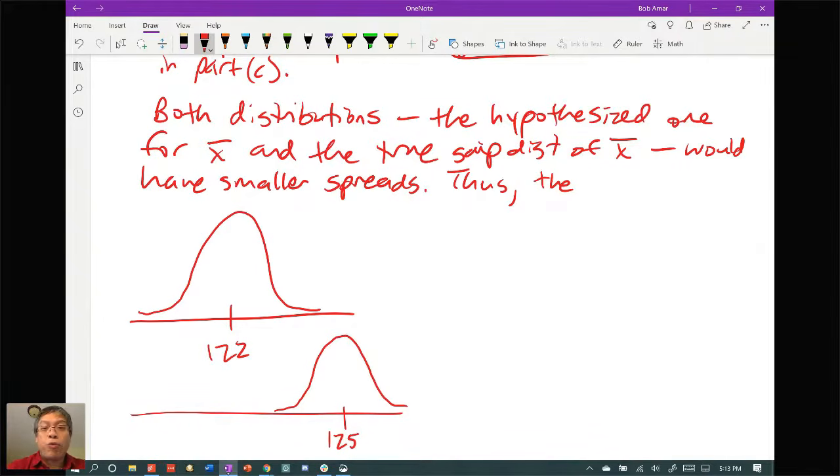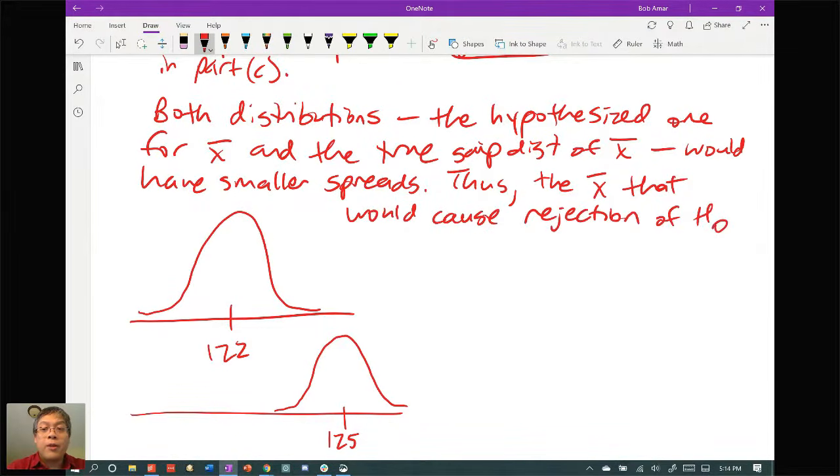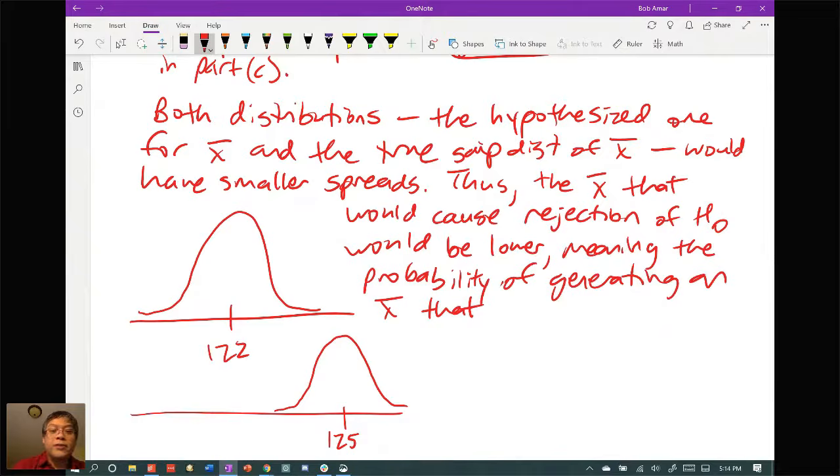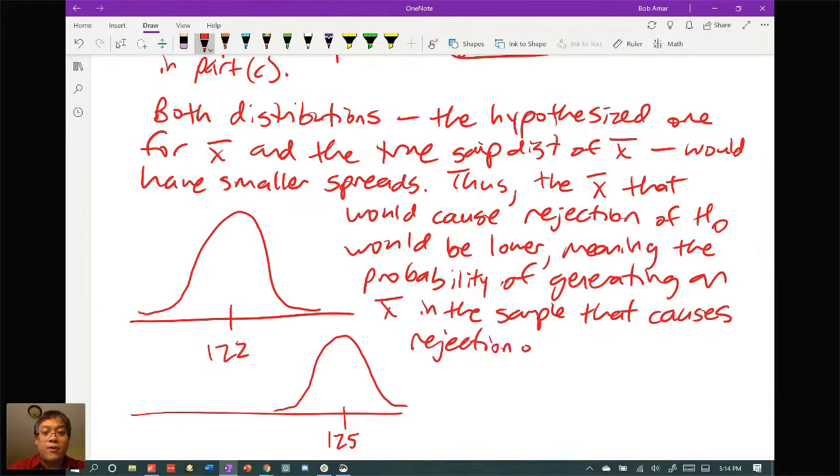Thus, I think it's easier to say this. The X bar that would cause rejection of H naught would be lower, meaning the probability of generating an X bar in the sample that causes rejection of H naught would increase. This is the better explanation.